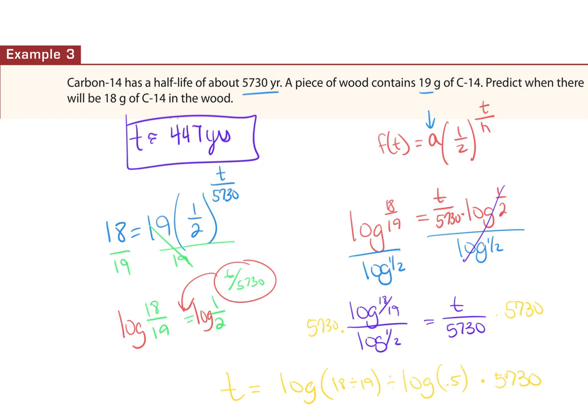We took the log of both sides. We expanded with our exponent. Our exponent came in front. Divide. Again, if you did your other base, you would end up with change of base right here. And then multiply both sides by 5730. Check your calculator work. Make sure your calculator work is correct.